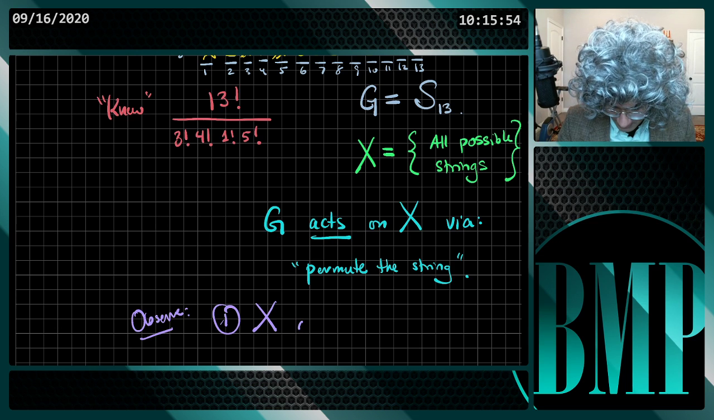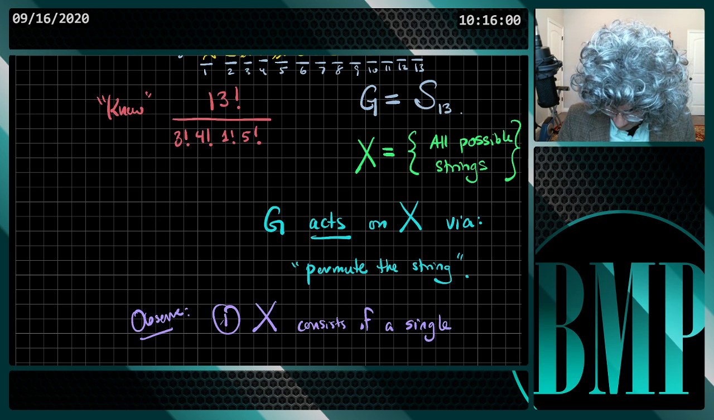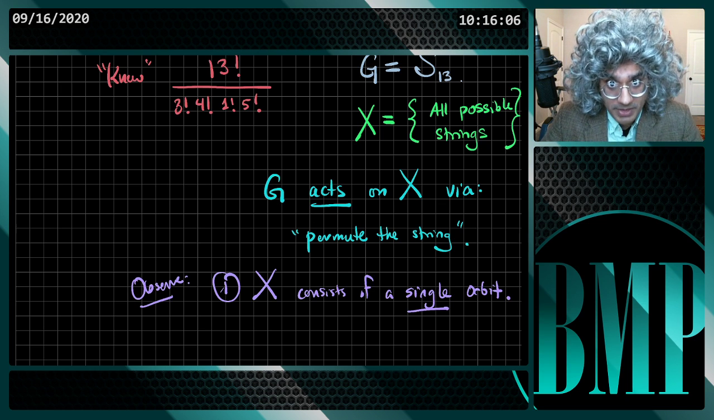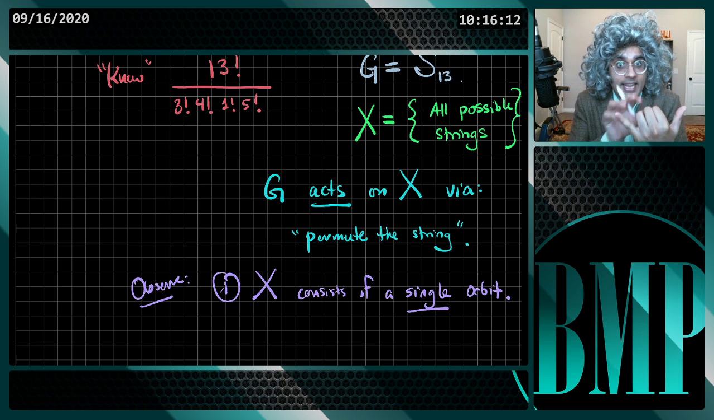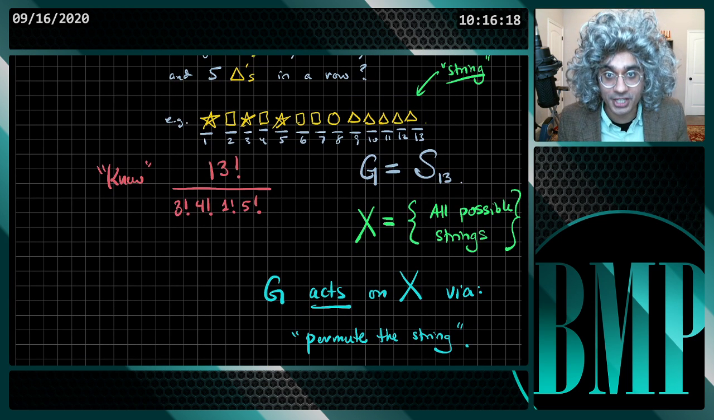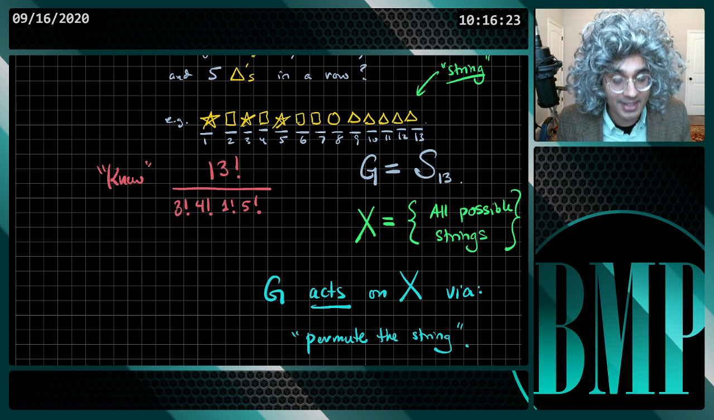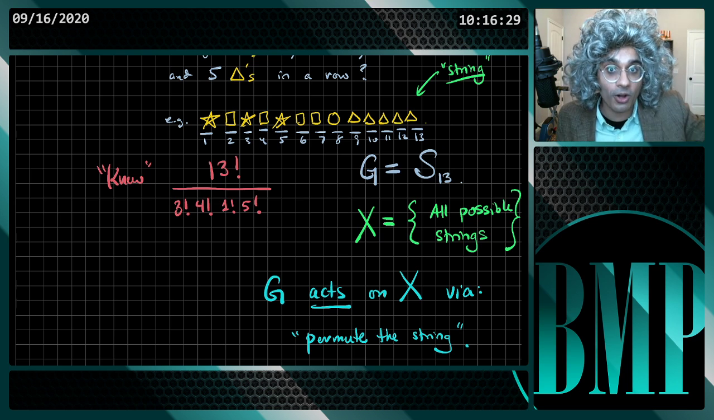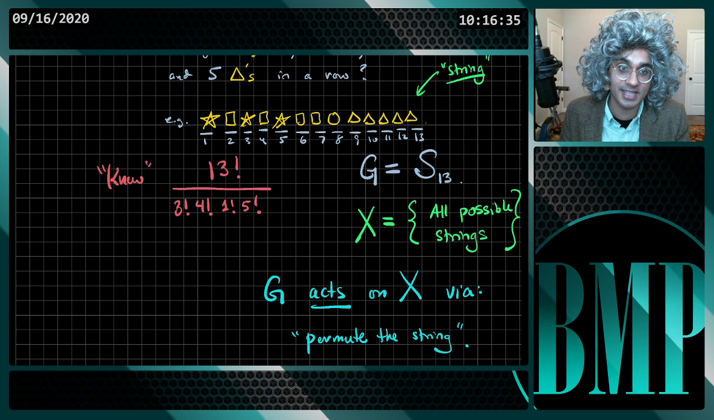X consists of a single orbit. Namely, any one string can be hit with a permutation to produce any other string. That's by definition, right? Any one string, there's some permutation of it to create any other string. That means that by permuting any one string, you will visit all other strings. In other words, there's one orbit that just sweeps out this whole set.